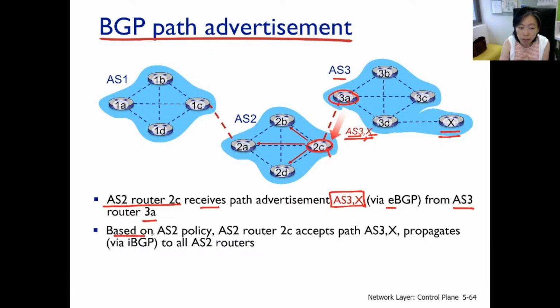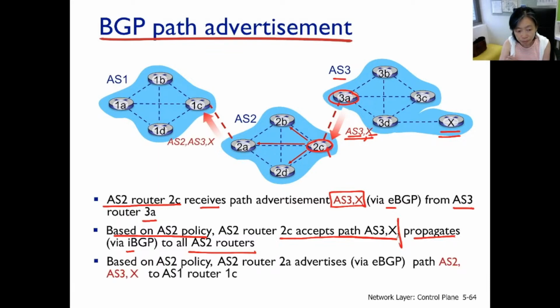2C there will actually check AS2's import policy. If the policy says it's okay to accept the path, then 2C propagates the path to all routers internal of AS2. Sending of these AS paths internally is through the interior BGP connections. So the import policy actually happens before the propagation of the path to all the routers internally.